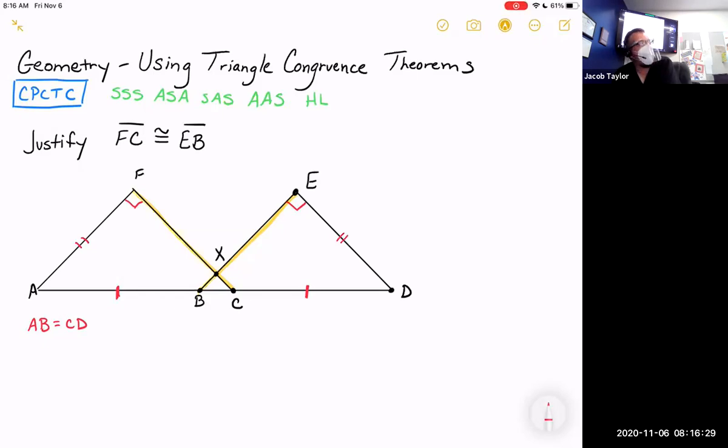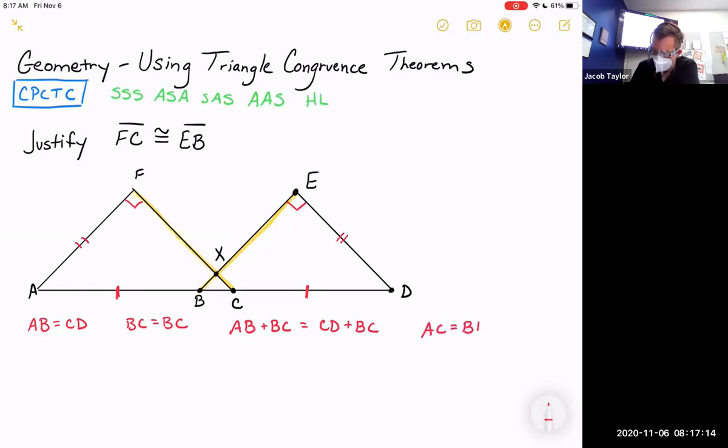Now you'll notice that is not the entire hypotenuse of the triangle. It's just a piece of it, AB and CD. I'm missing that little piece in the middle, which is BC. But the reflexive property tells me that BC in the first triangle is equal to BC in the second triangle. Right? BC in both, they should be equal. That tells me that if I took AB and added BC, it would be equal to if I took CD and added BC, which means AC is equal to BD.